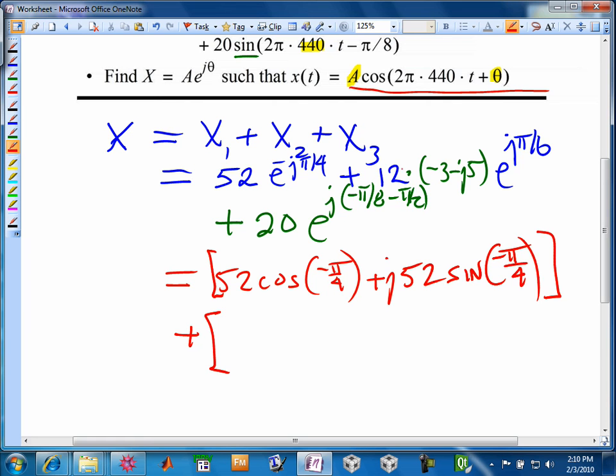Can't you distribute your 12? You can distribute the 12 around the whole thing if you want to. And then you could go and attack that guy and say, what does that break out to from Euler's identity? What is that term all by itself from Euler's identity? Okay, cosine pi over 6 plus j sine pi over 6.